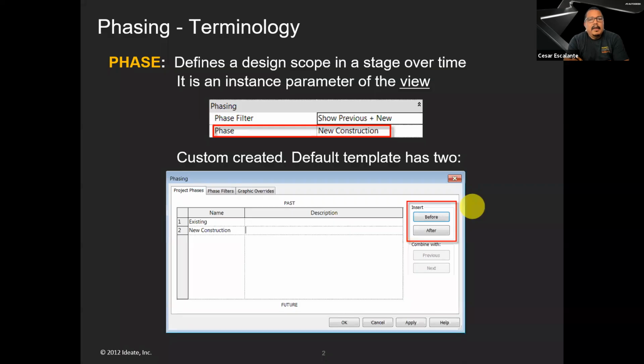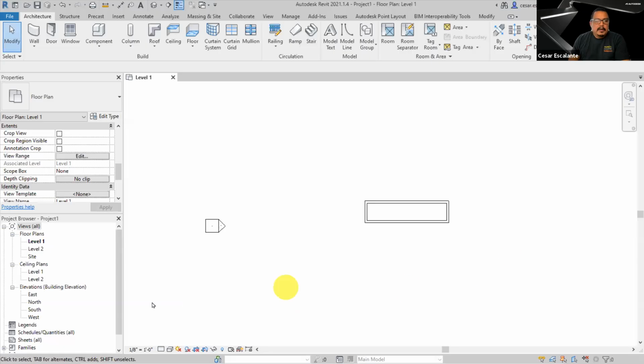A phase, by definition, is an instance parameter of the view. And yes, I'm going to make a PDF of my deck at the end of the class and upload it in the same folder, the phasing options folder. So phase is a property of the view, and I'm going to jump into Revit to display that.